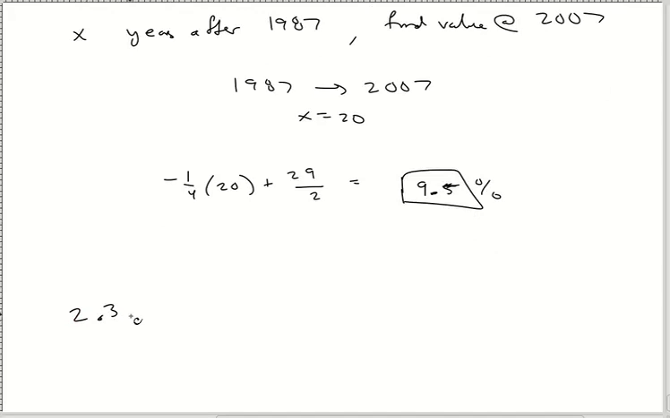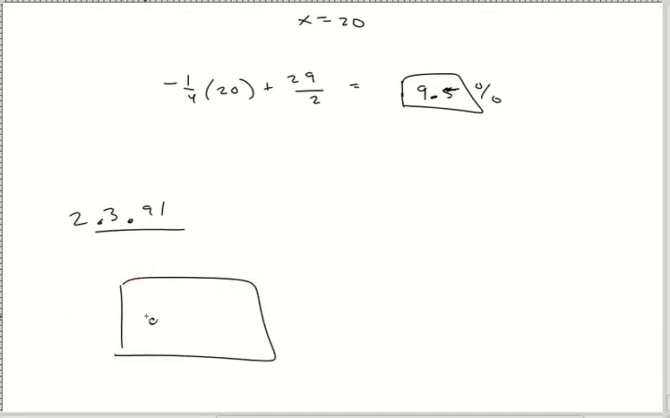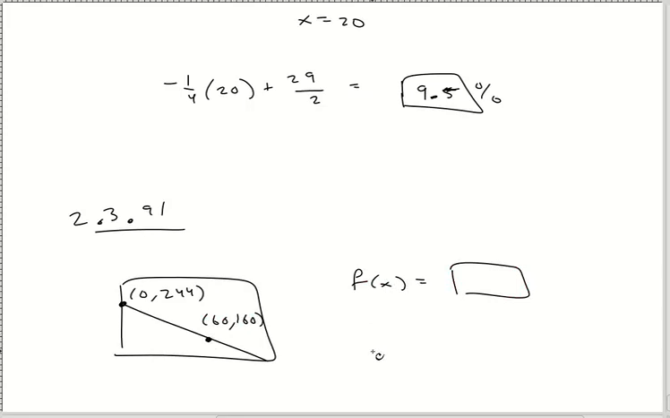Last question, 2-3-91. So I have another graph here, and it looks kind of like this. I got a point right over here at 0, 244. And then I got another point somewhere along the way at about 61, 60. Again, your numbers change, of course. And they say, find f of x. Now, I'm not going to do this problem because I'm bored. So it's the same problem that we just did. Same thing. It's a repeat.